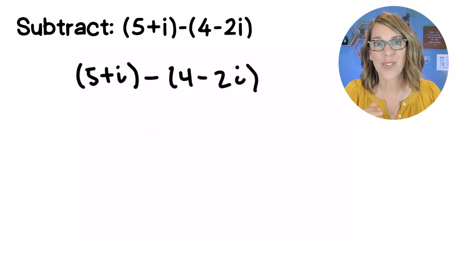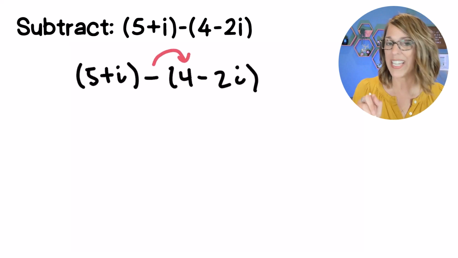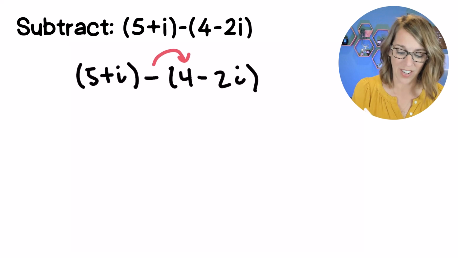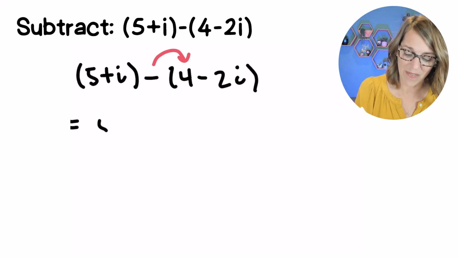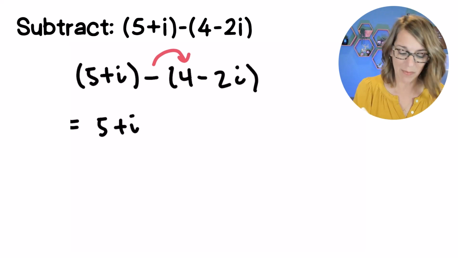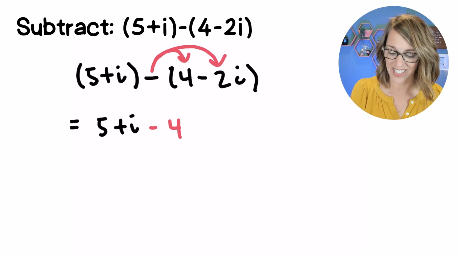We also want to be able to subtract, and our goal is the same. I'm going to move that negative inside the second set of parentheses, and we don't need the first set of parentheses. So let's start here. I've got 5 plus i, and then distributing that negative. Negative times 4 is a negative 4. And then negative times negative 2i is a positive 2i.